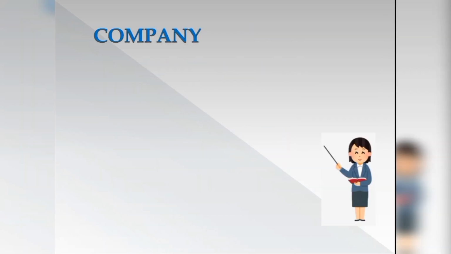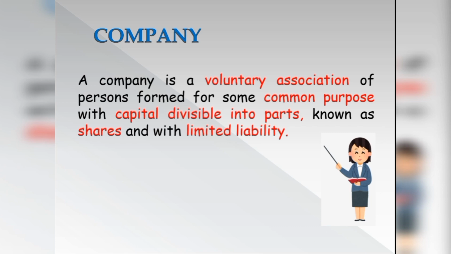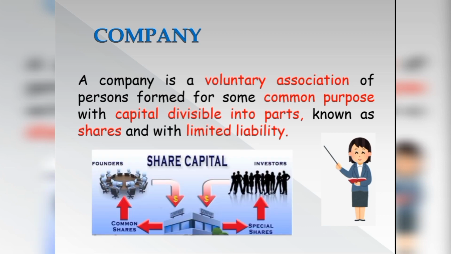Before we proceed with the corporate accounting of issue of shares, we have to know the meaning of company. So let's see the definition of a company. A company is a voluntary association of persons formed for some common purpose with capital divisible into parts known as shares and with limited liability. A company exists only in the eyes of the law, and it may also be described as an artificial person created by law, having a perpetual succession and a common seal.